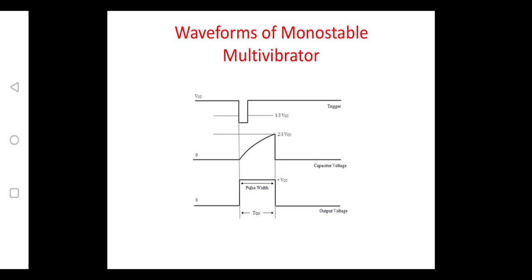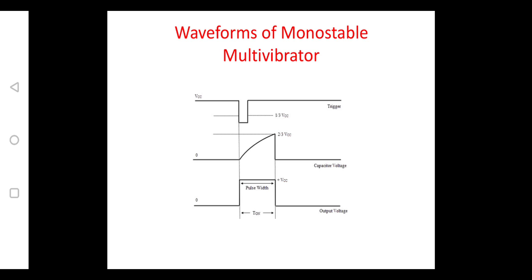These are the waveforms for a monostable multivibrator. The first one is the trigger pulse. Whenever we are applying a negative trigger pulse, only then the capacitor is going to start its charging. Once it reaches the maximum value, if you are not applying any trigger pulse, it will continue in the same state until and unless we apply an external triggering pulse.